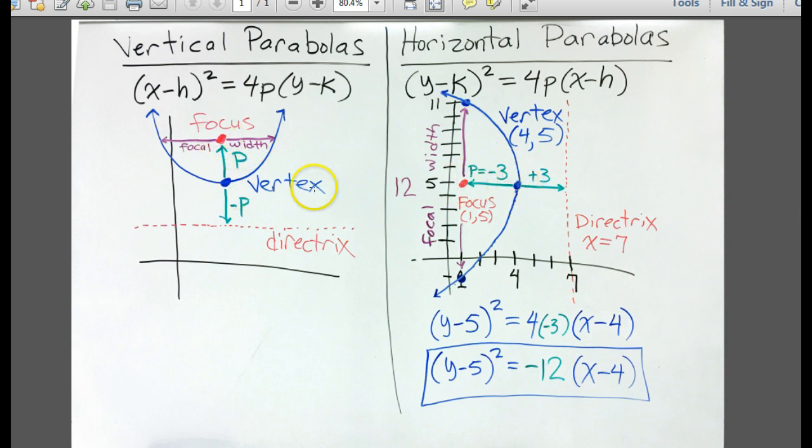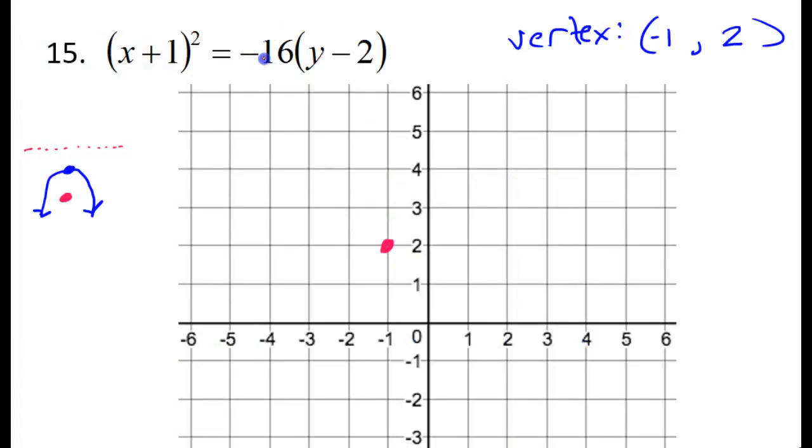If it's up or to the right, the p-value will be positive. If it's left, like this, see the p-value is negative, or if it's down, the p-value will be negative. So if I can find the p-value, I can find the focus. Now, notice that in front of the parentheses on the right side of the equation is this 4p. That means that this negative 16 has a value of 4p. This is 4p. So I can make a little equation out of that. 4p is equal to this negative 16. So dividing by 4 on both sides, that tells me that p is equal to -4.